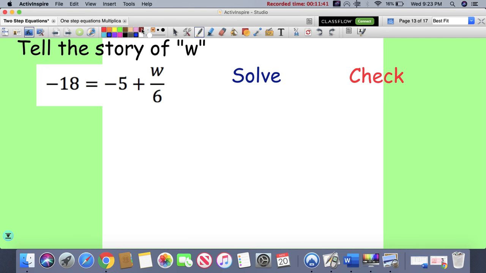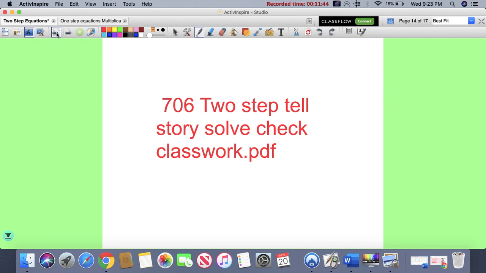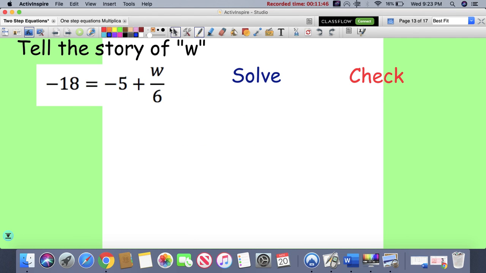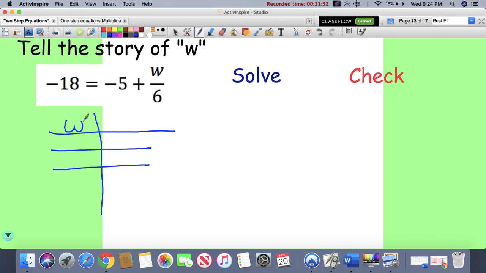I'll do one more here. Again, so this one's a little different. Just a little bit. What's my variable? W. What's happening to it? Well, I can see right here. It's being divided by -6. And then subtract -5. And it's giving me -18. So that's what's happening to it.